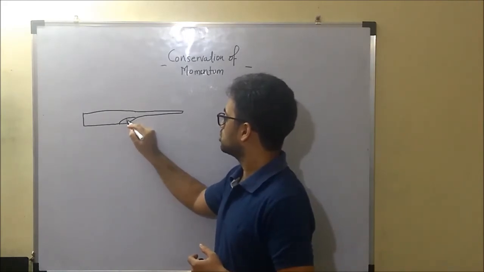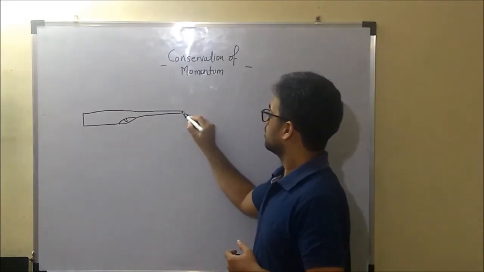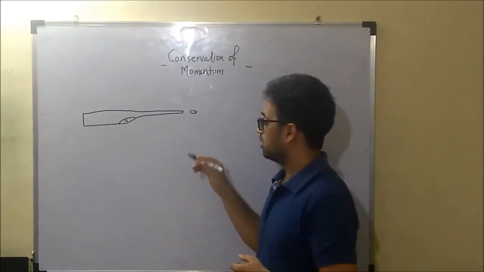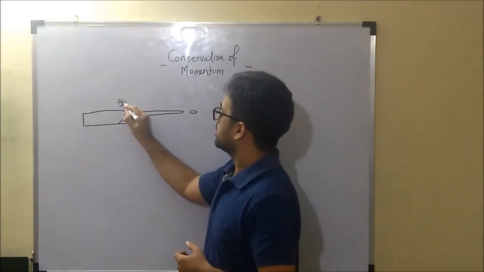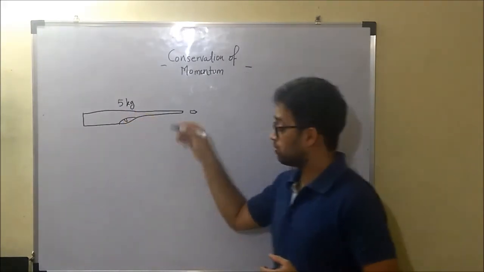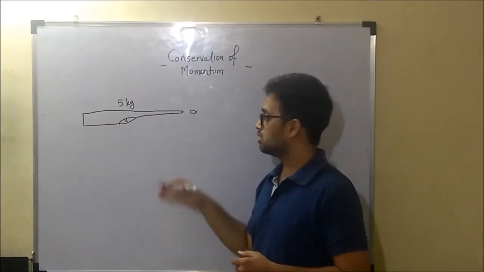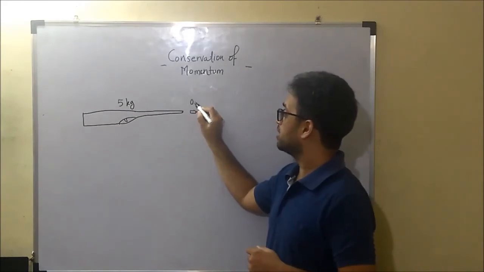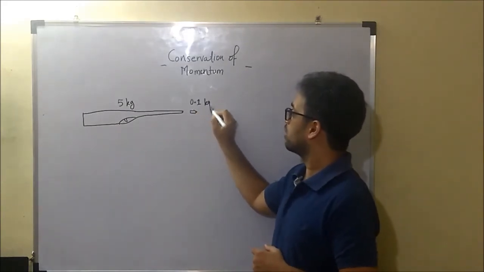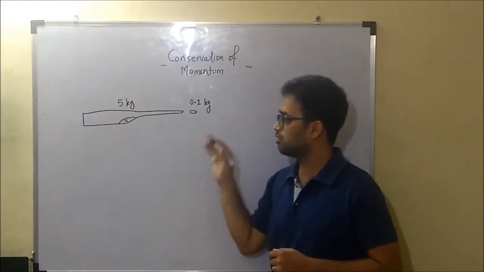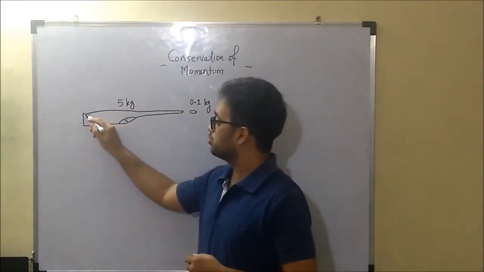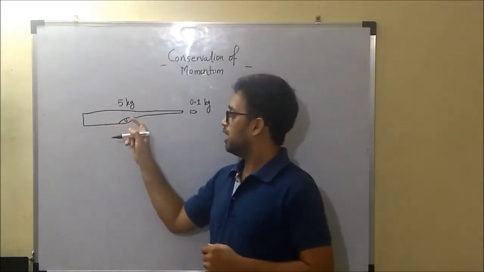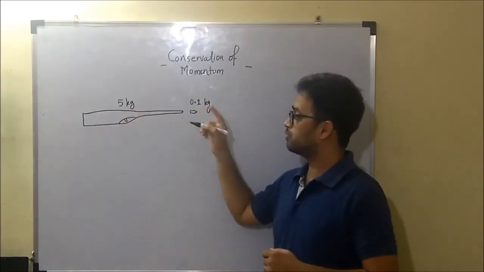In this example I am drawing a gun, or basically a rifle, with the help of which you can shoot a bullet. This is the bullet that has come out of the rifle. The mass of the rifle is 5 kg, which is a heavy rifle, whereas the mass of the bullet is only 100 grams. Let me write it in kilograms as 0.1 kilogram, so that everything is in SI units. You are holding this rifle in your hand and shooting a bullet with its help.